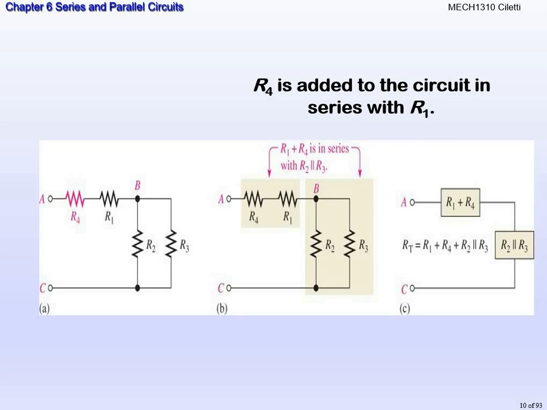All right, let's say we add another resistor here. This is just so that you understand how to approach these circuits. We have R4 and R1, and they are in series. That series relationship is added to R2 and R3 in parallel. So we can take R1 plus R4 plus the R2, R3 combination. Once we calculate the parallel resistance between R2 and R3, it's in series with R1 and R4.